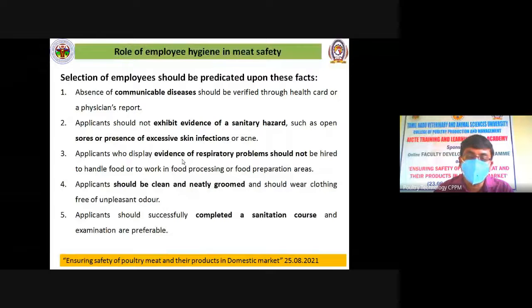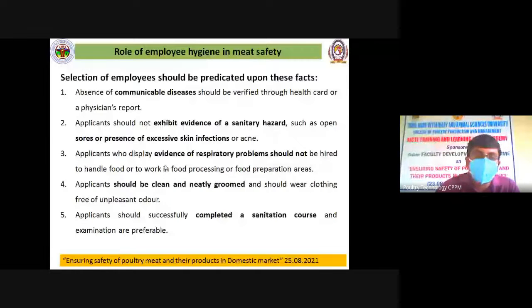Applicants should be clean and neatly groomed, and should wear clothing that is free of unpleasant odor. Applicants should successfully complete a sanitation course and examination, which is very preferable to work in the food processing area.